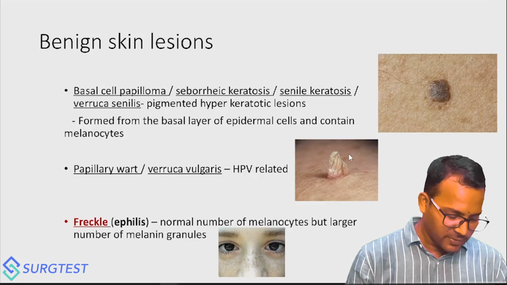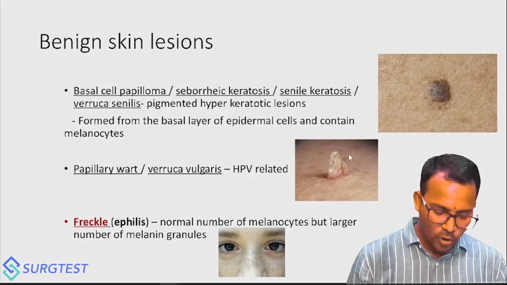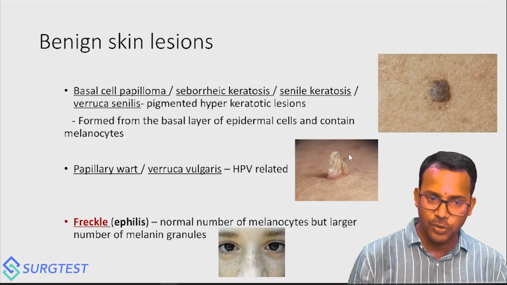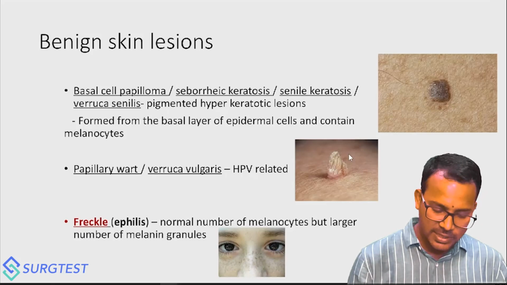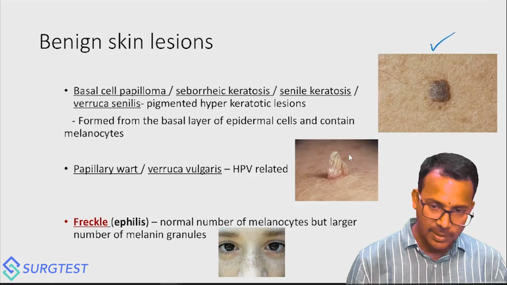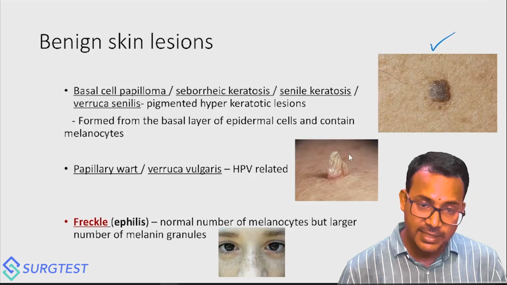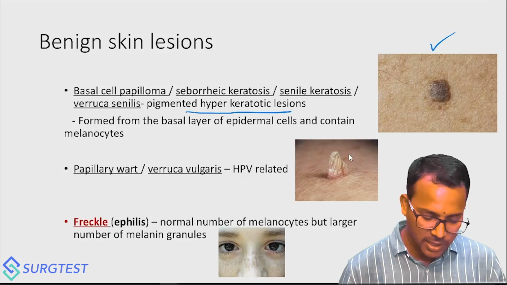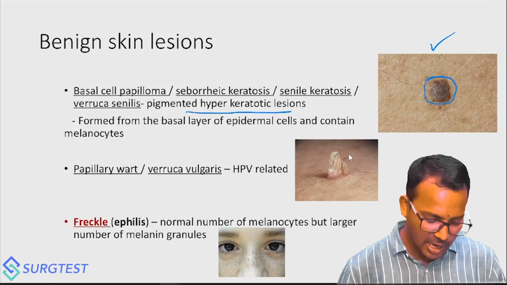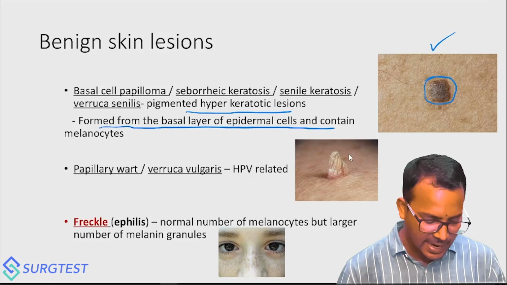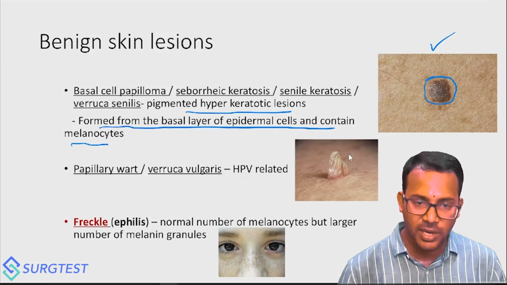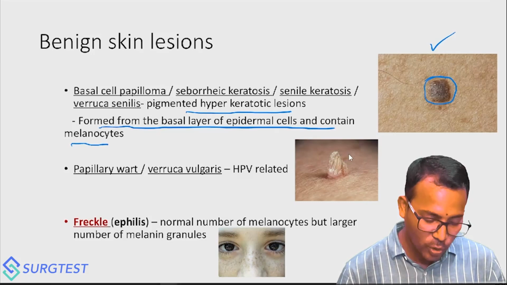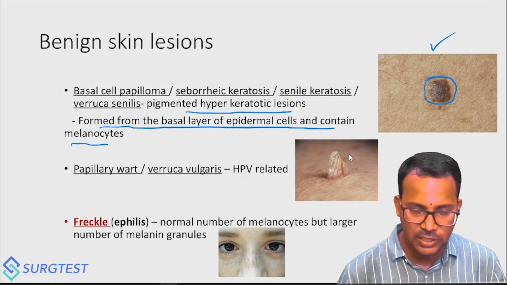You see, you have something called the basal cell papilloma, or a seborrheic keratosis, or a senile keratosis, or a verruca senilis. So this is the one: basal cell papilloma, or seborrheic keratosis, senile keratosis, or verruca senilis, which is a pigmented hyperkeratotic lesion. This is formed from the basal layer of epidermal cells, and it contains melanocytes. Though you call it a seborrheic keratosis, yes, it is hyperkeratotic, still it contains melanocytes. This is what you have to remember.